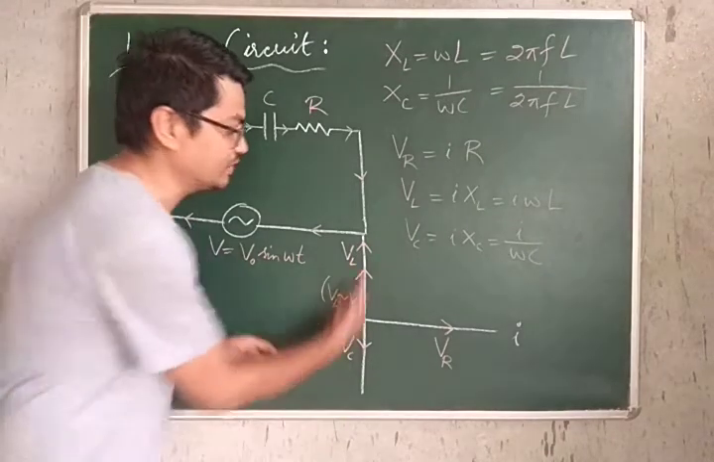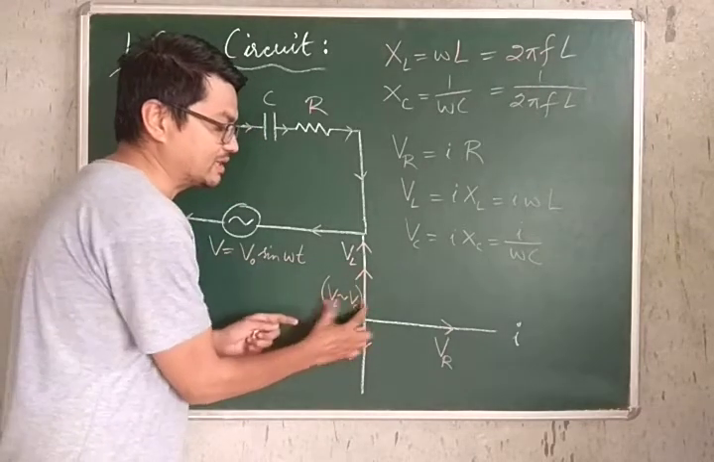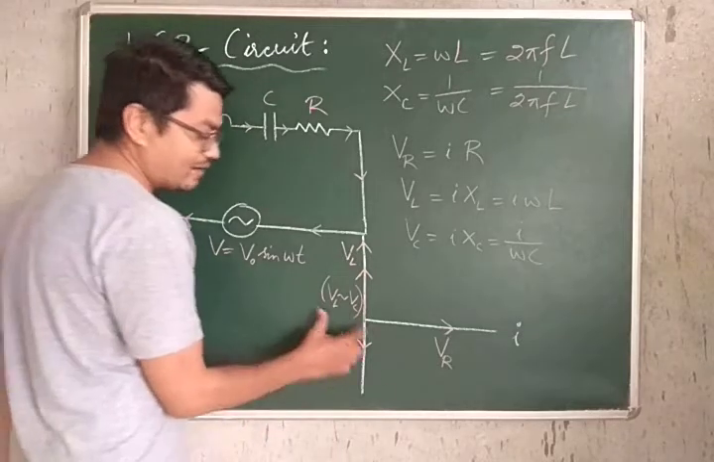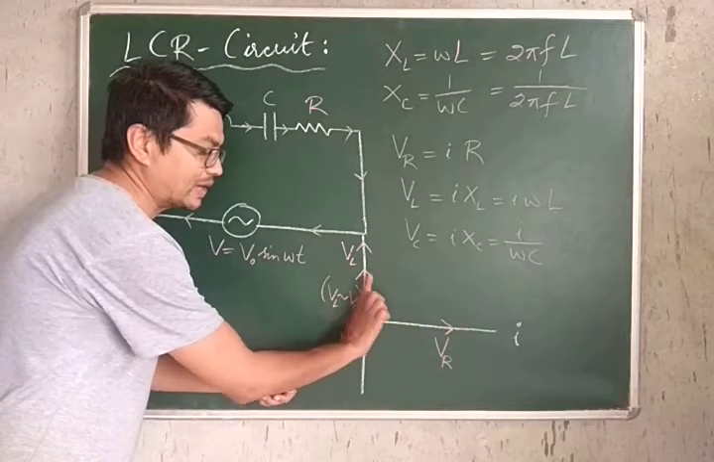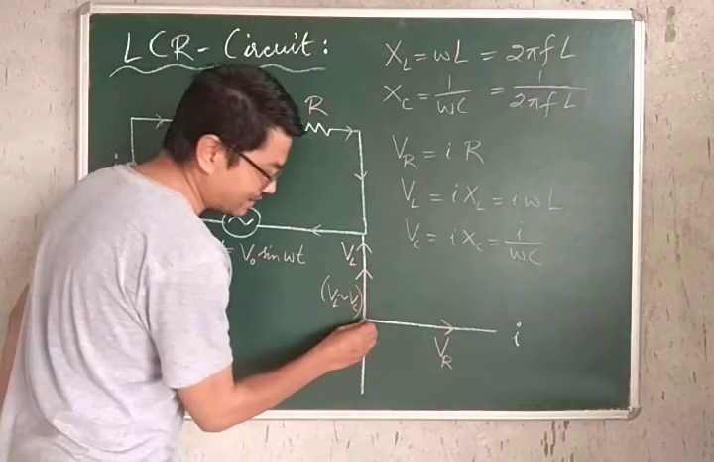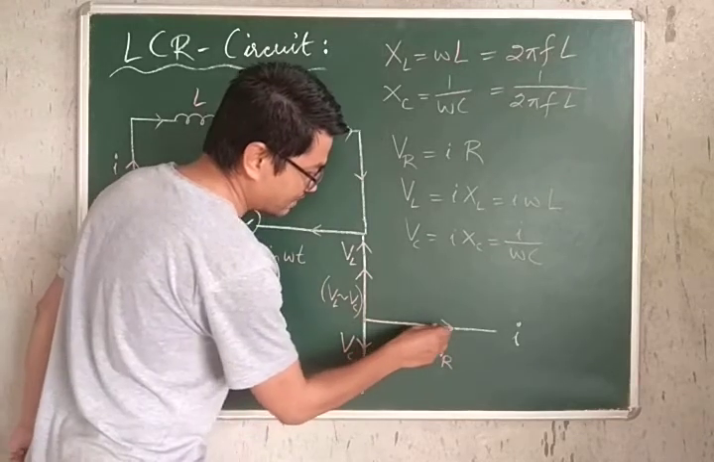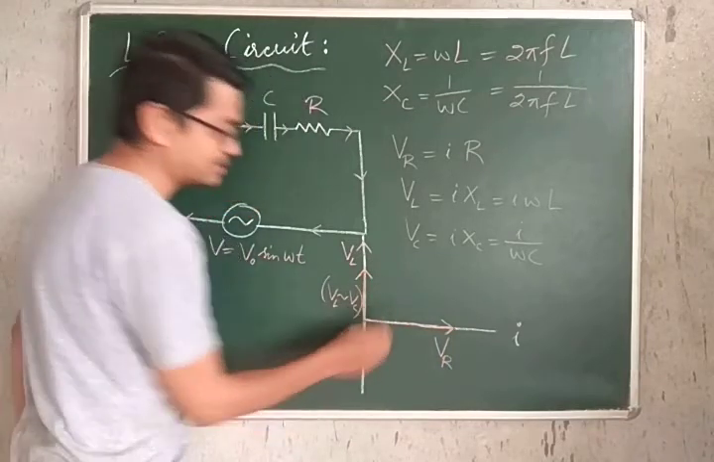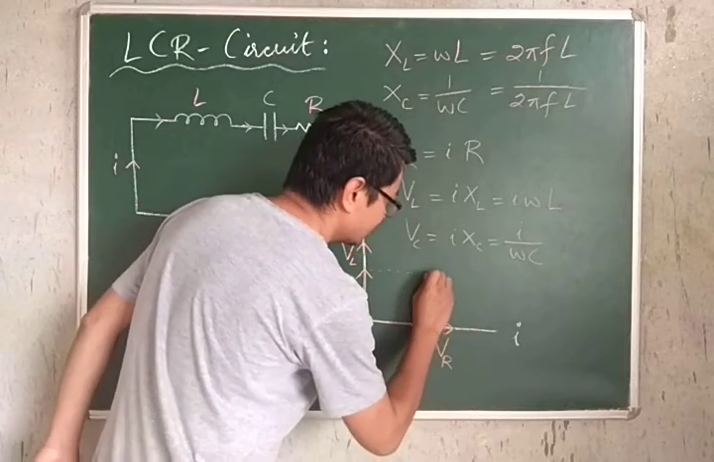Here we've considered VL greater than VC in our case. Therefore, this vector over here is VL minus VC. Now we have to deal with two vectors, VR and VL quack VC, or VL minus VC. These two are vectors starting from the same point, so we are going to apply the parallelogram rule. The parallelogram rule of vector addition tells us that the diagonal of the parallelogram starting from the same point gives us the resultant.